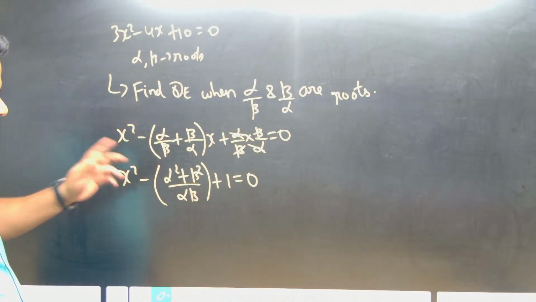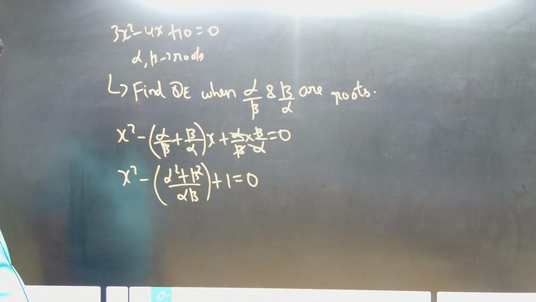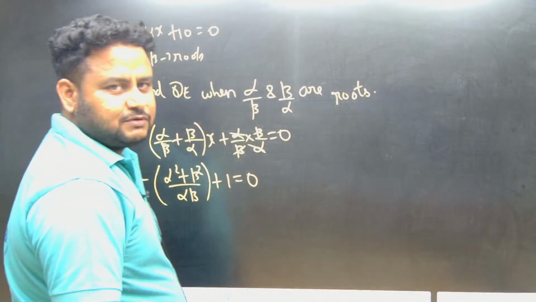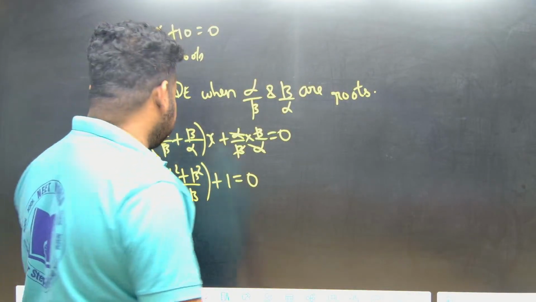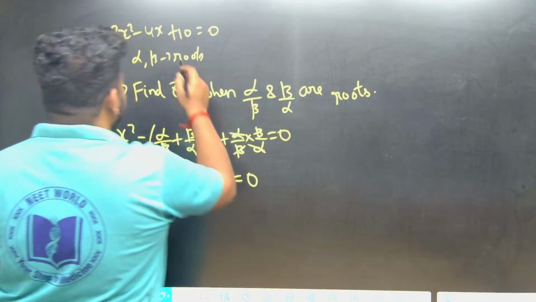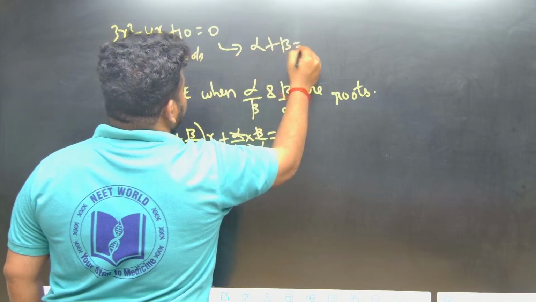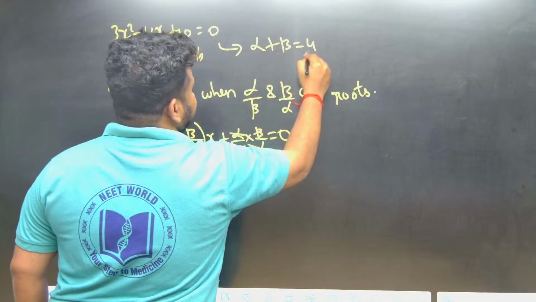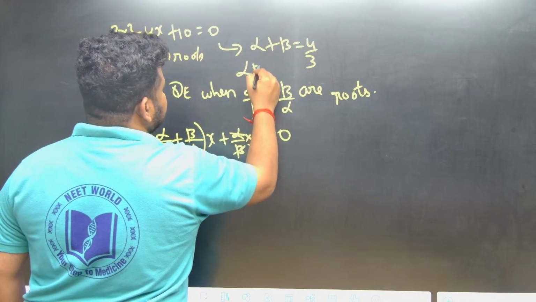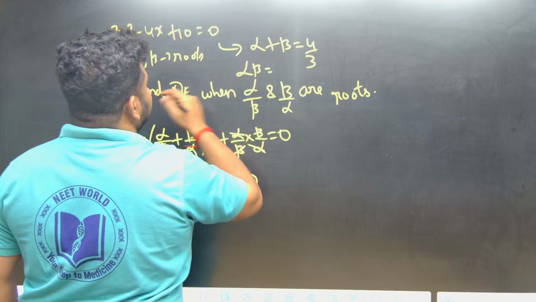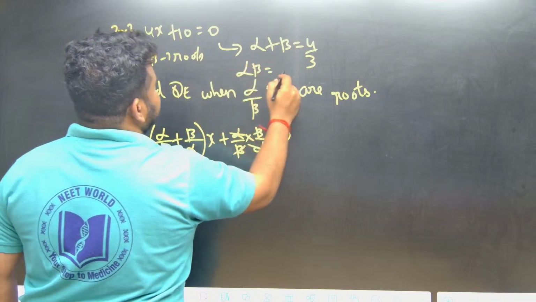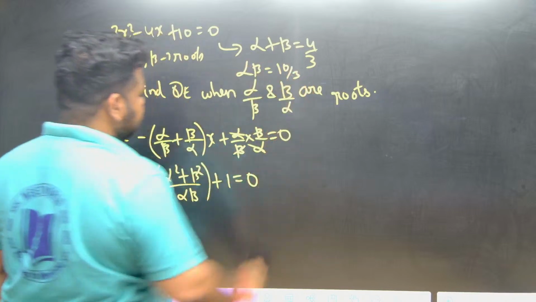Now alpha square plus beta square I want to find out. You know how to find it: a square plus b square is a plus b whole square minus 2ab. Here the same thing I can apply. But before that, for this given quadratic equation, sum of the roots, alpha plus beta, is minus b by a, that is 4 by 3. Product of the roots, alpha beta, is c by a, that is 10 by 3, friends.